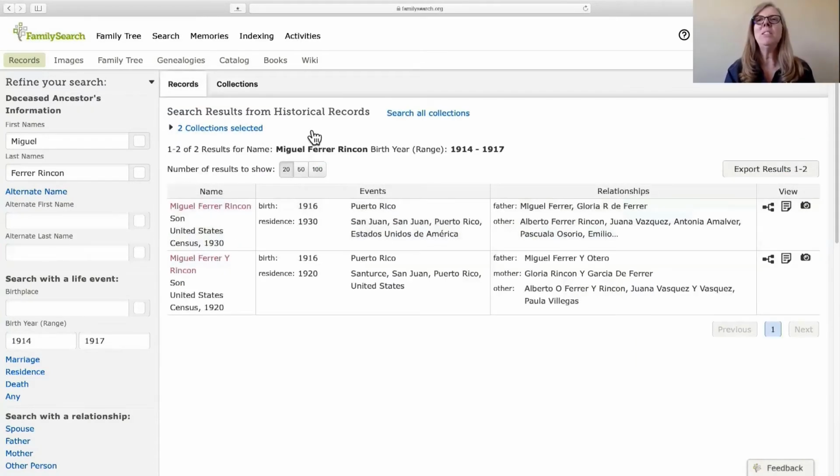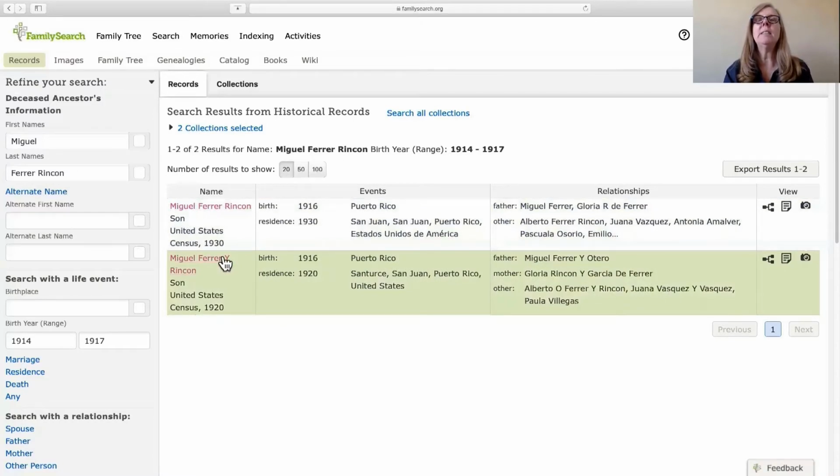So here I have my two census results, and you'll notice that in 1930 he's listed as Miguel Ferrer Rincon, and in 1920 he's listed as Miguel Ferrer y Rincon. So it's great that the search engine brought back both of these options. Not all search engines will do that, which is why you need to consider trying a variety of searches. For instance, some search engines give preference to the last surname, and that is not the result that you're looking for. So make sure you try a variety of options as you search.